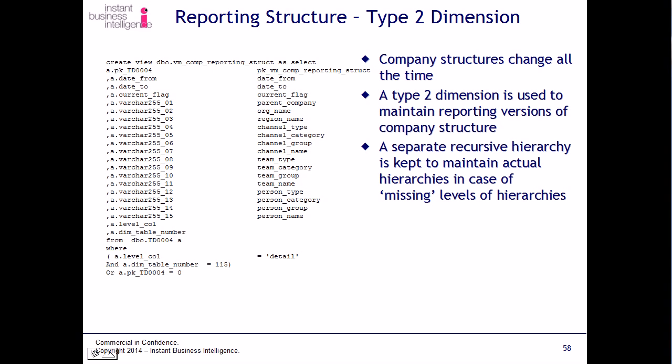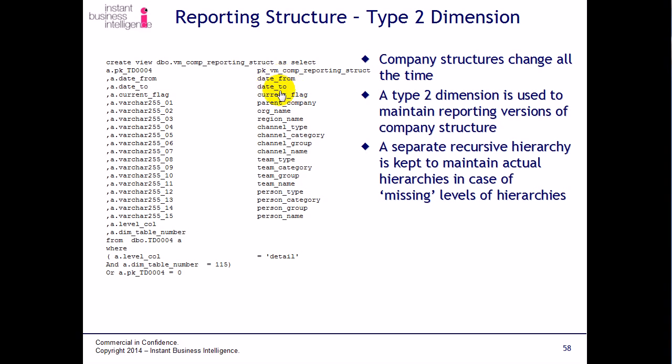Next thing is reporting structure, which is a type 2 dimension. This is because company structures change all the time. So a type 2 dimension is used to maintain reporting versions of a company structure. A separate recursive hierarchy is kept to maintain actual hierarchies in case of missing levels through this hierarchy. So it's again a view, create VM company reporting structure from TD0004. The dimension table number is 115, or the 0 row, and it's at the detail level. And what's coming out is the primary key, PK VM reporting structure, date from, date to, current flag.